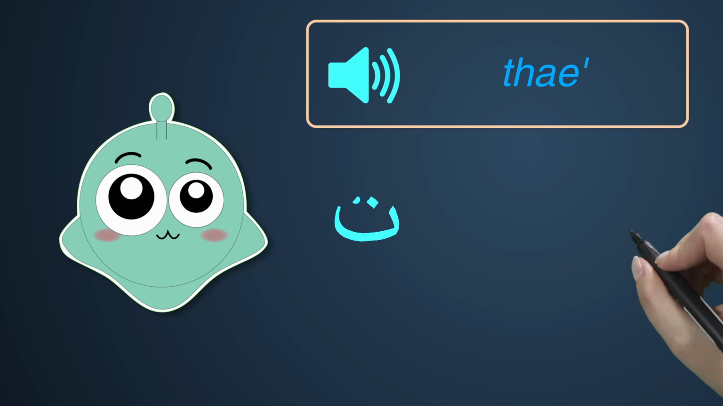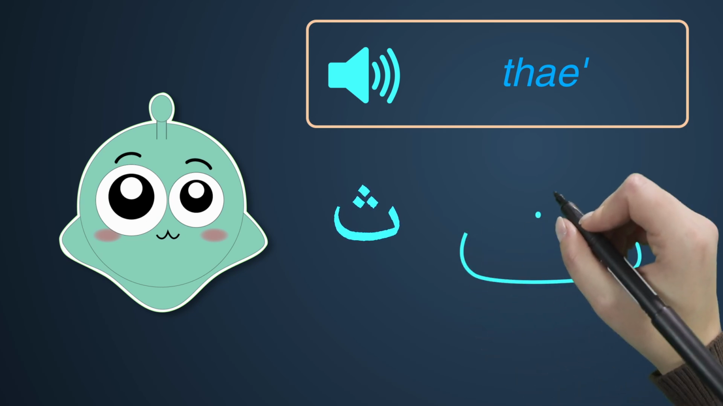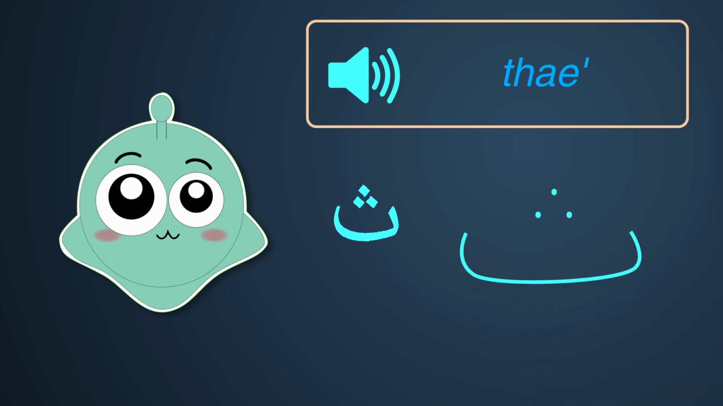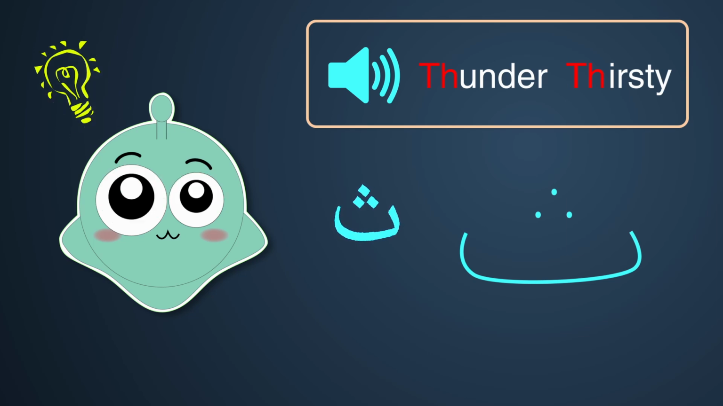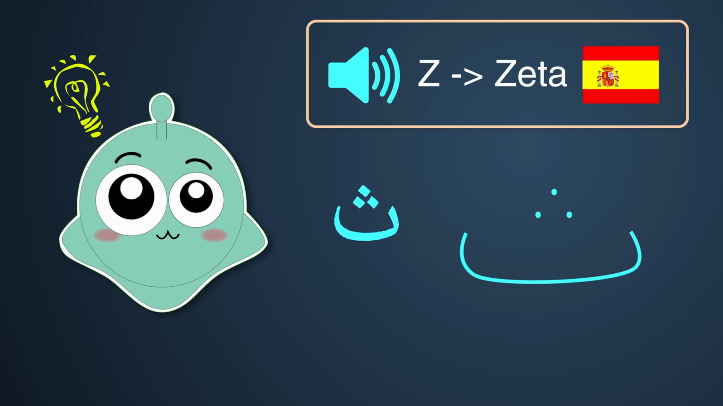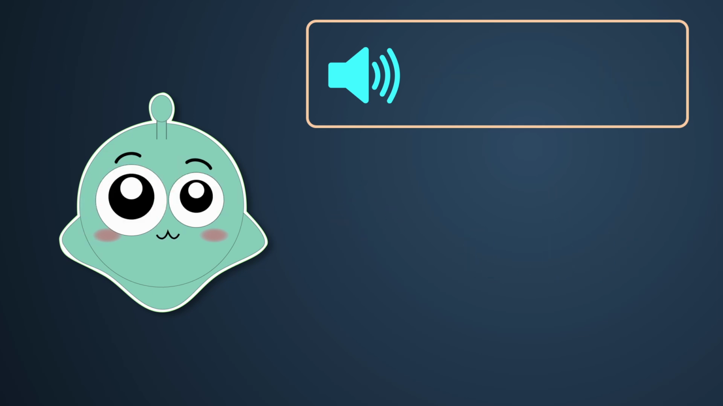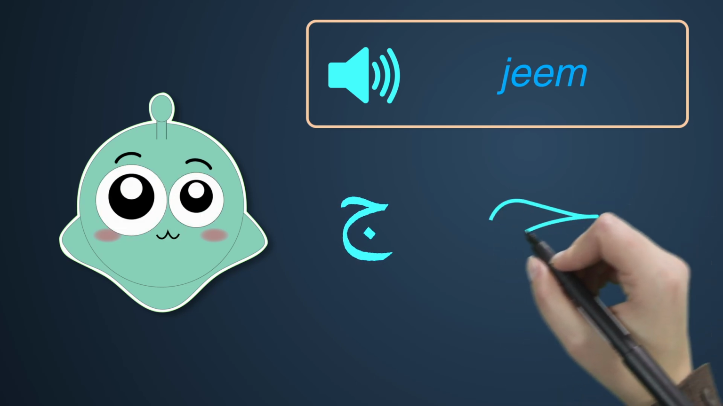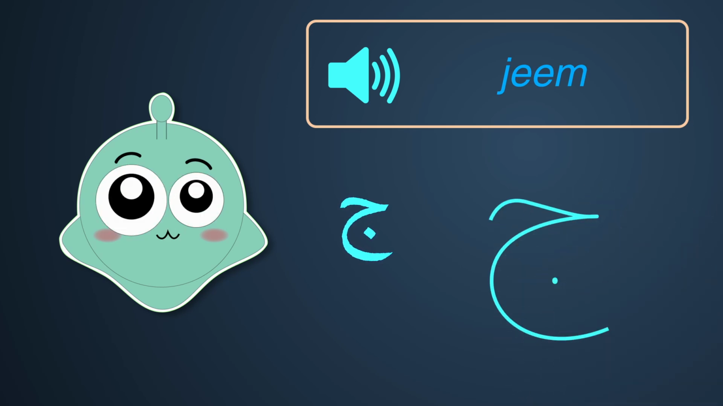Tha. There is no equivalent letter, but the approximate sound would be the letters T and H, as in the words thunder or thirsty. The identical sound would be the Spanish letter Z, theta. Jim. The equivalent letter is J.